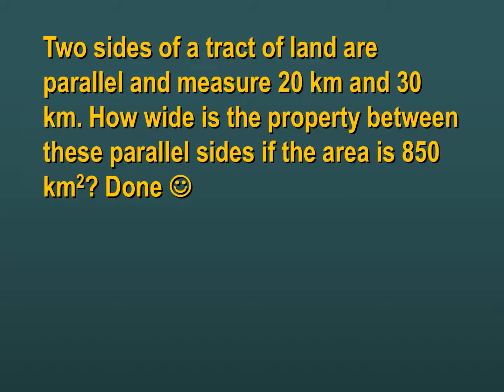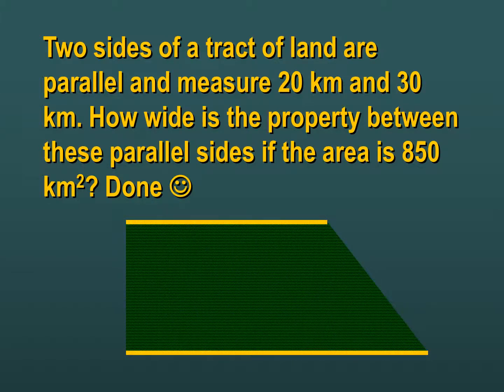All right, so let's apply what we know to the real world. Let's say that we have two sides of a tract of land that are parallel, so at least we have a trapezoid. Those two sides measure 20 kilometers and 30 kilometers. We want to know how wide the property is between these parallel lines if the area is 850 kilometers squared. So we know that we have a trapezoid, and we want to know how wide the property is. So what's the height? We know that the area of a trapezoid can be found using 1/2 the height and then the sum of the bases. They've given us everything except for the height. We know that the area is 850, and we know that base 1 is 20 and base 2 is 30, which means that we can now solve for the height.